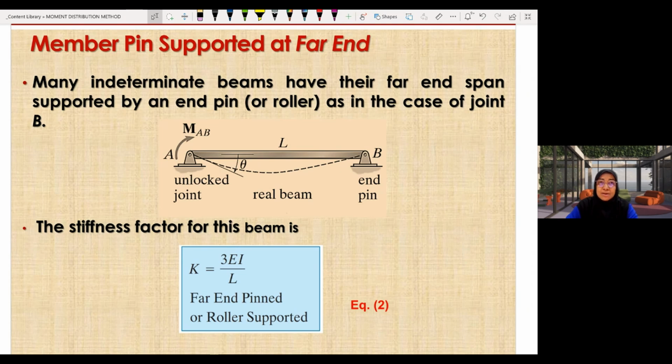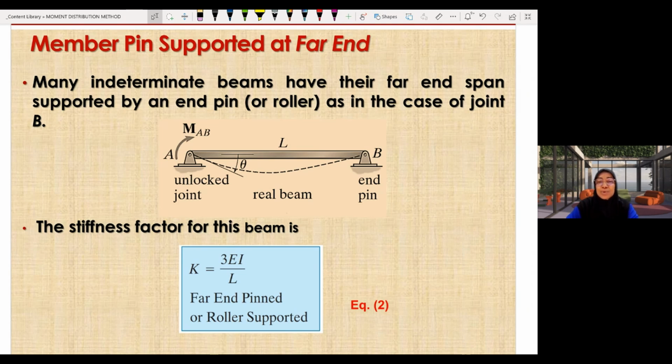The second formula: when the far end is fixed, we calculate K using 4EI over L. Another one we should remember is 3EI over L. 3EI over L is for far end pin, far end roller.